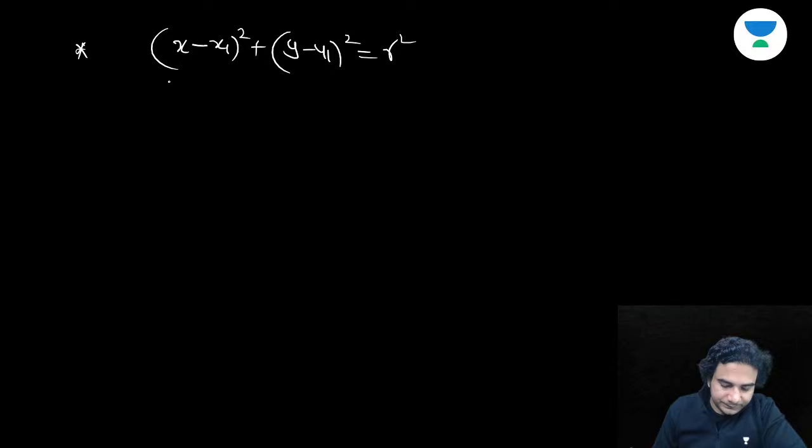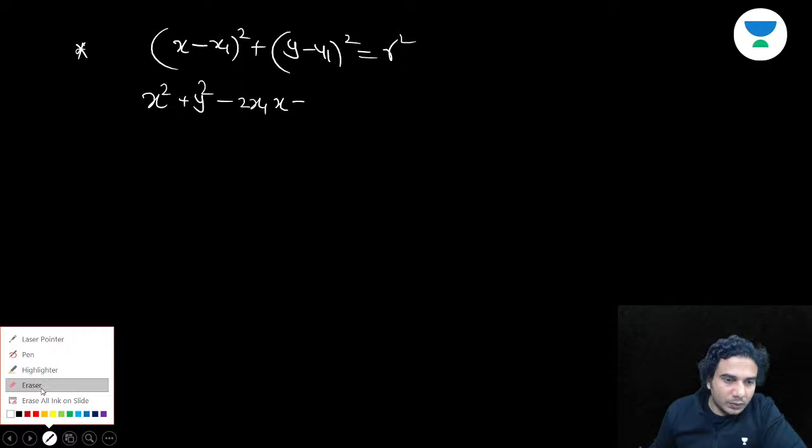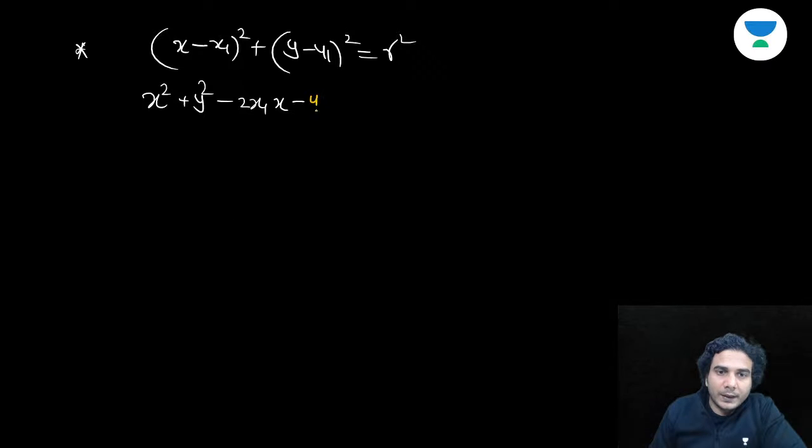If I expand this, (x minus x1) square plus (y minus y1) square is equal to R square, then it becomes x square plus y square minus 2x1x minus 2y1y plus x1 square plus y1 square minus R square is equal to 0.